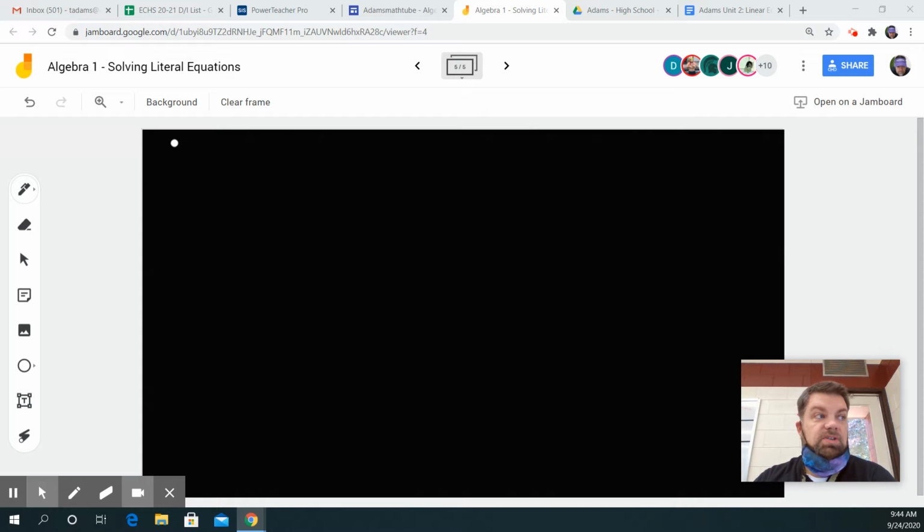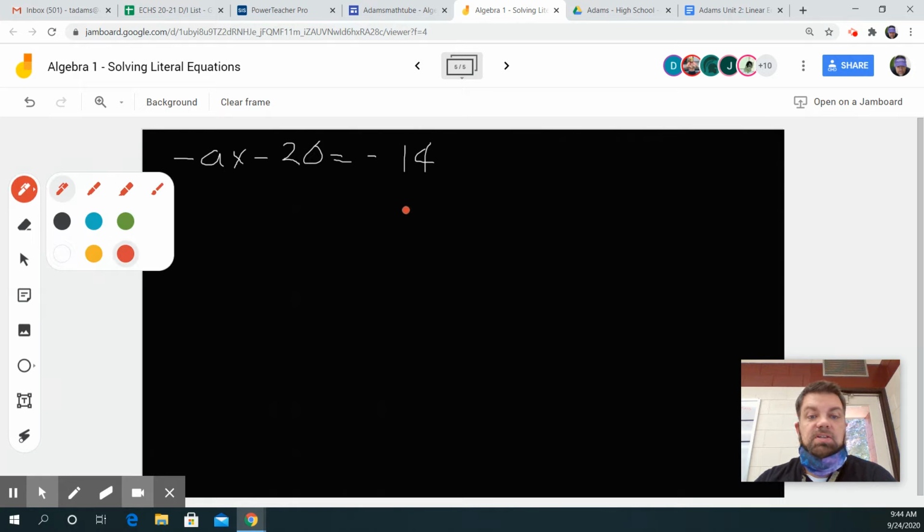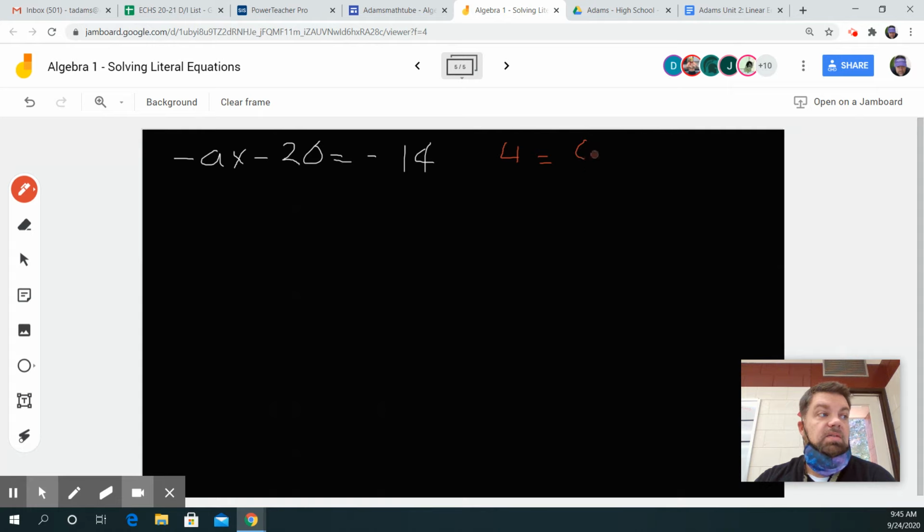So on this next one, it's just like the one we did before. I'm given negative a times x minus 20 is equal to negative 14. I'm actually going to do 2. So we'll do that one, and then let's do another one where I say 4 is equal to 6 over a times x plus 5. All right. So now what do we do?